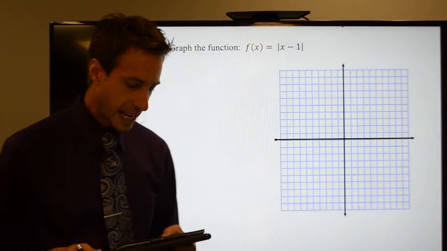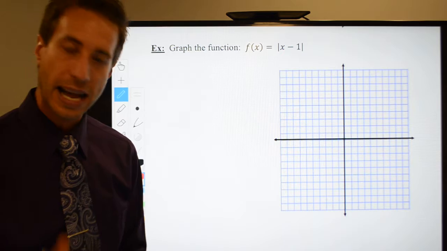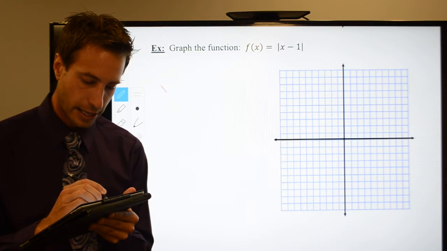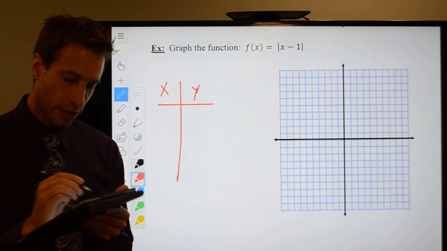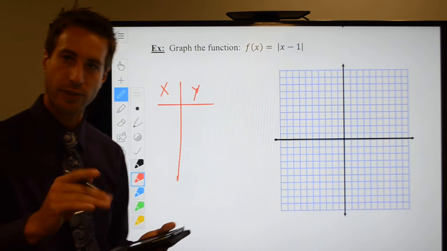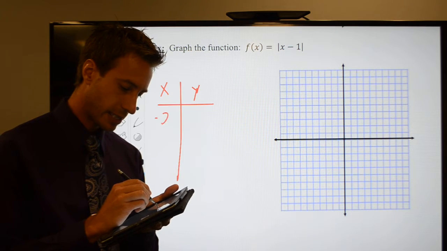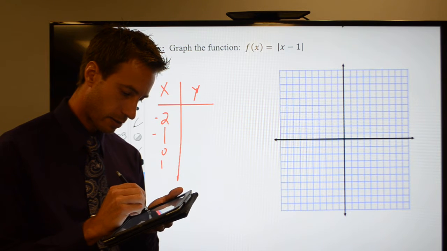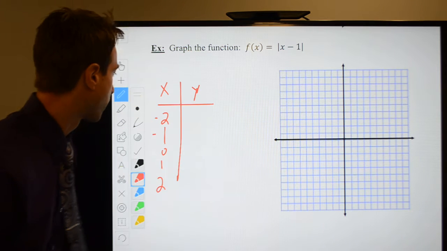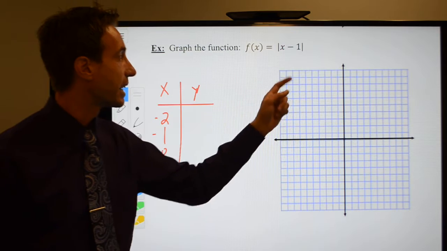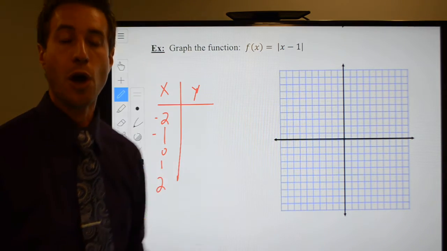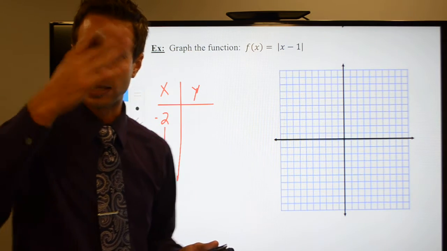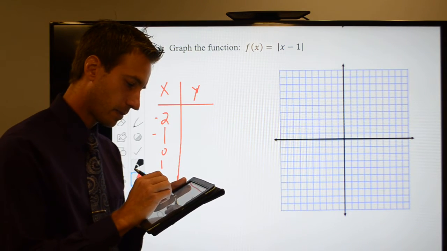Again, we're going to do the exact same thing. Let's go ahead and set up our XY chart. So here we go. X, Y, and we're going to pick the values that are easy to do math with. Nothing special about these. They're just easy to do math with. All right, let's see what happens. I take a -2, I plug it in. I have a -2 minus 1. Well, that's going to be a -3. Take the absolute value. I get 3.